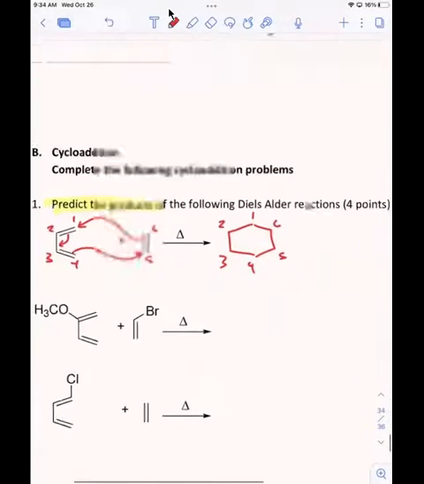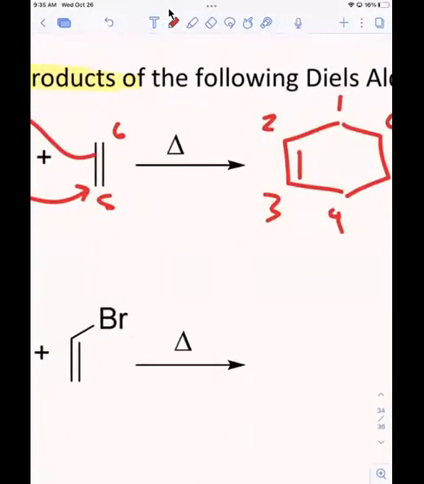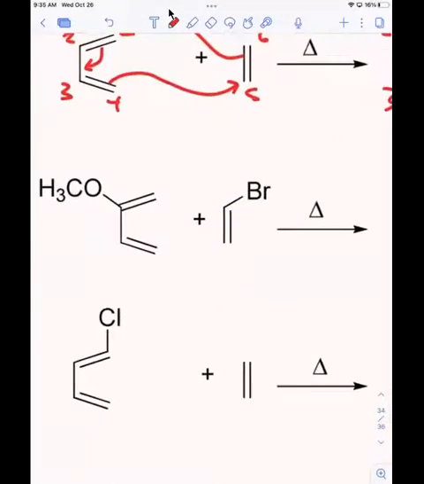Where's the new pi bond going to be? On 5 and 6. Wait, I'm sorry, the pi bond is going to be on 2 and 3. Between 2 and 3, good. All right, good. And that never changes. So if that helps you to number the diene and dienophile, it helps you keep track, do it. Right, let's do the next one.